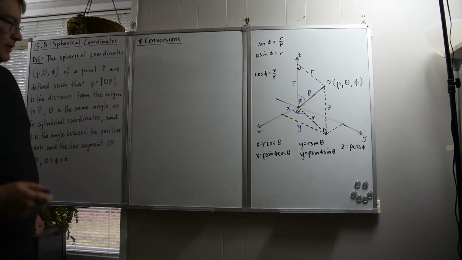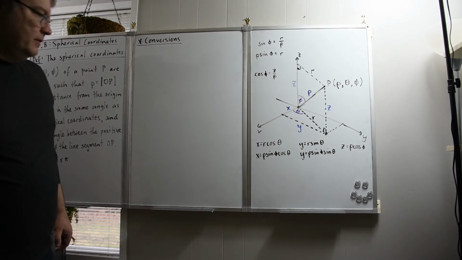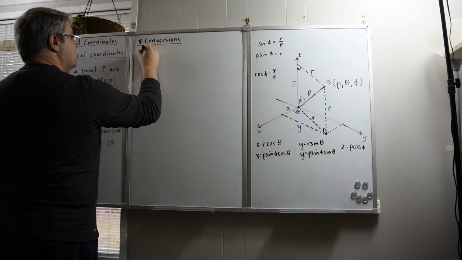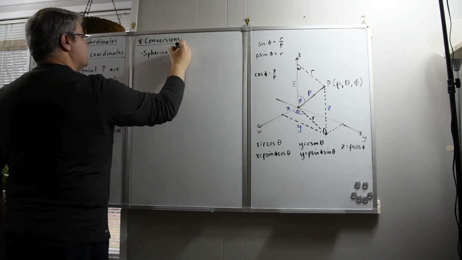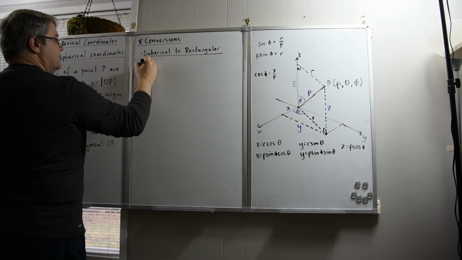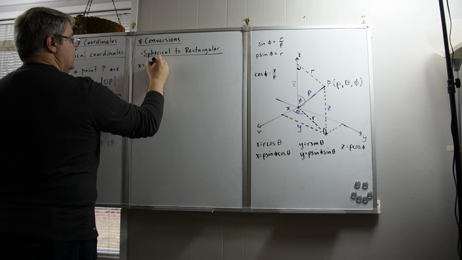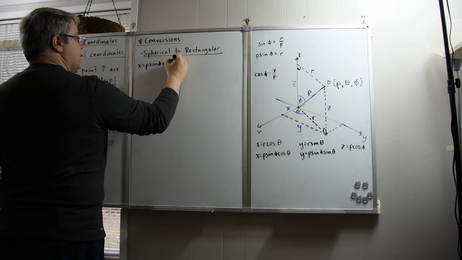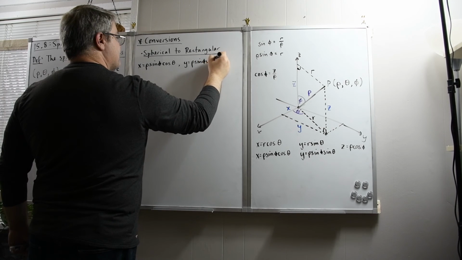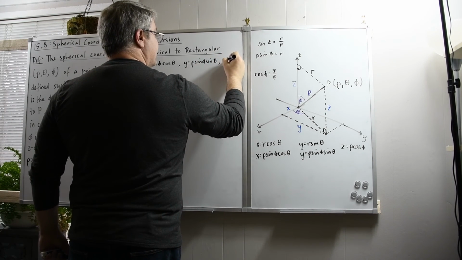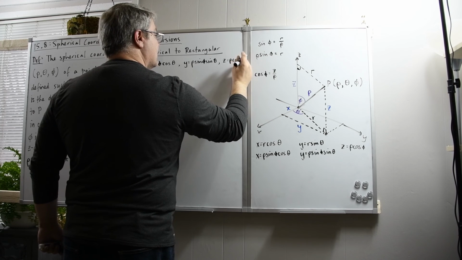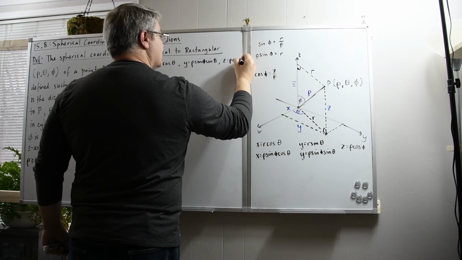Well, it looks like we have some conversion equations. If we know the spherical coordinates, we can get x, y, and z. So let's take a look at this. Spherical to rectangular. X equals rho sine phi cosine theta. Y equals rho sine phi sine theta. And z equals rho cosine phi. There we go.